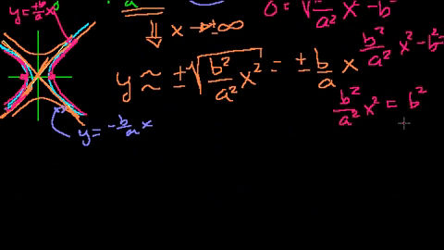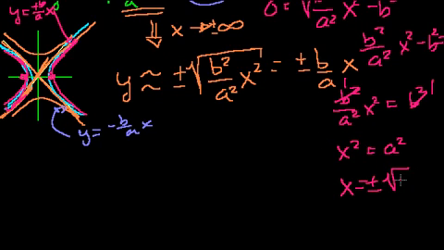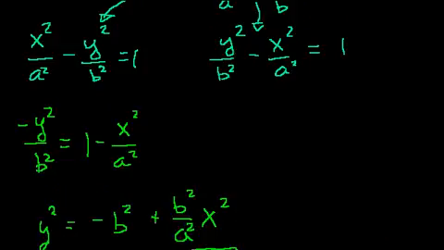You could divide both sides by b squared, I guess. You get a 1 and a 1. And then you could multiply both sides by a squared. You get x squared is equal to a squared, right? And then you get x is equal to plus or minus the square root of a squared, so plus or minus a. So this point right here is the point a comma 0, and this point right here is the point minus a comma 0. Now let's go back to the other problem.